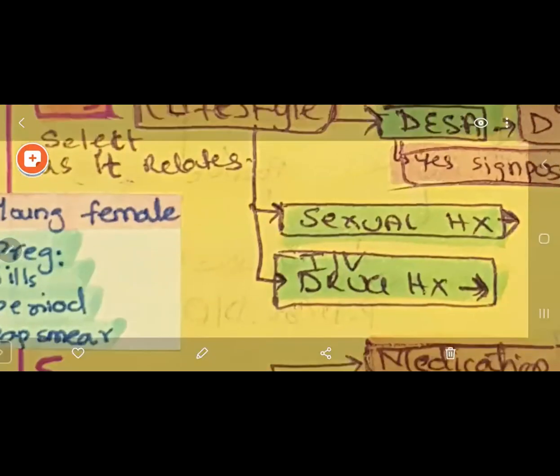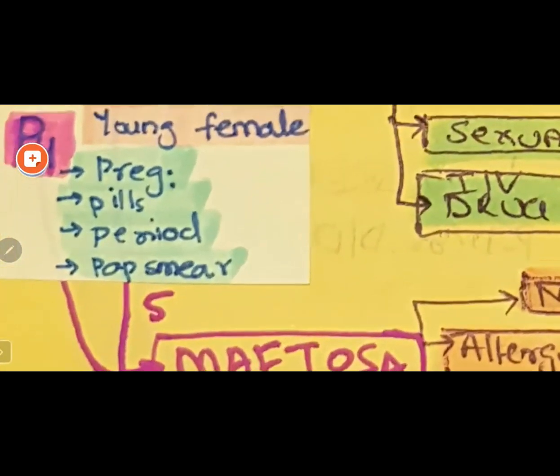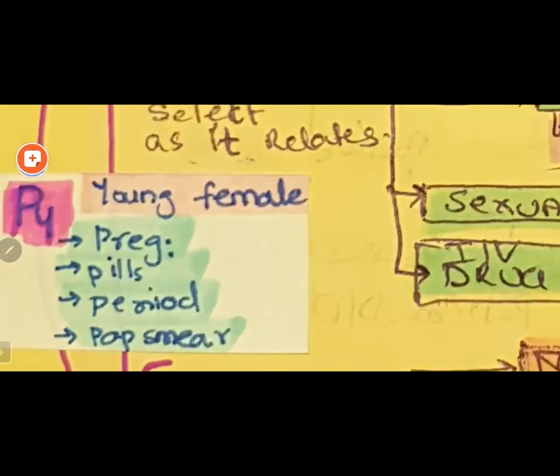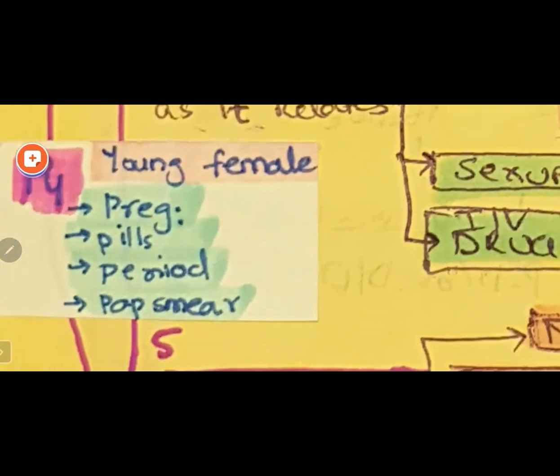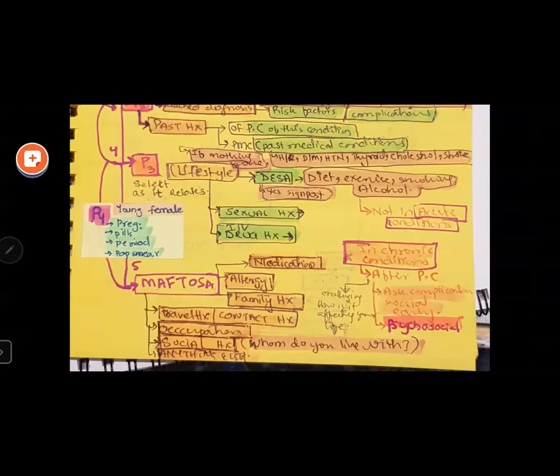Then if you're dealing with a young female, you always need to exclude the four things. Pregnancy: always ask them, no matter the station, please do ask. It gives a good impression. Ask if the person has taken any pills, if the periods are fine and regular, if there is a discharge or any irregular bleeding in between, if they're up to date with the pap smear, and if they're pregnant. This is important if you have a young female.